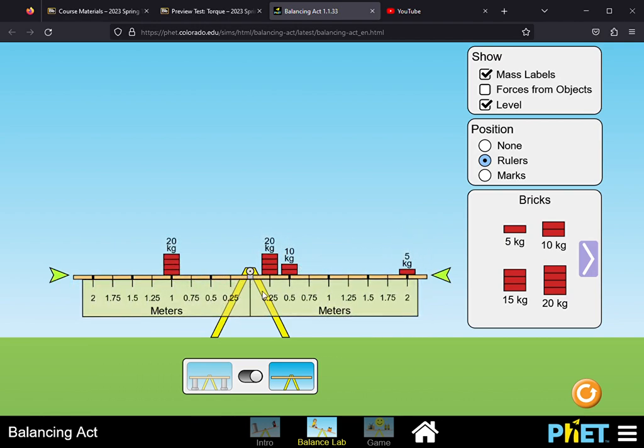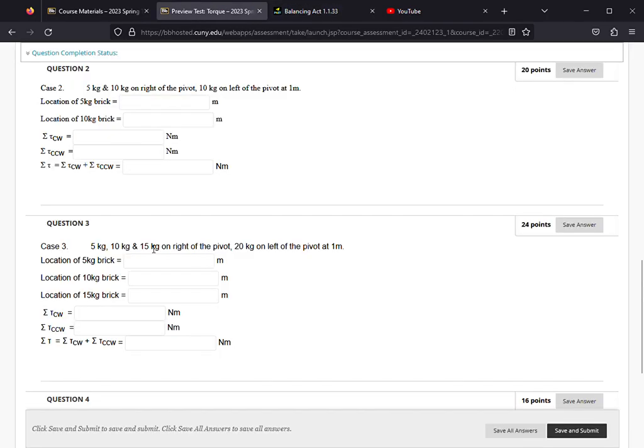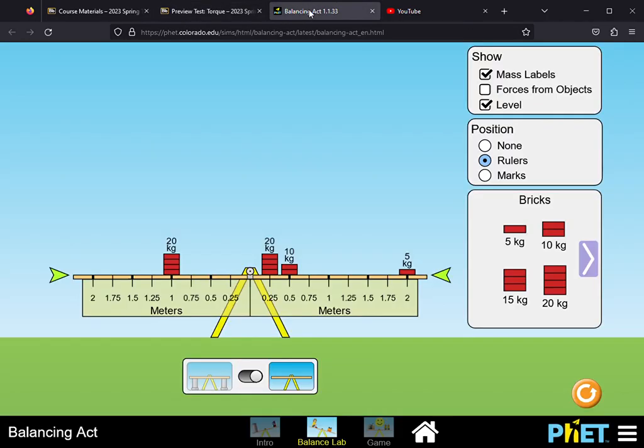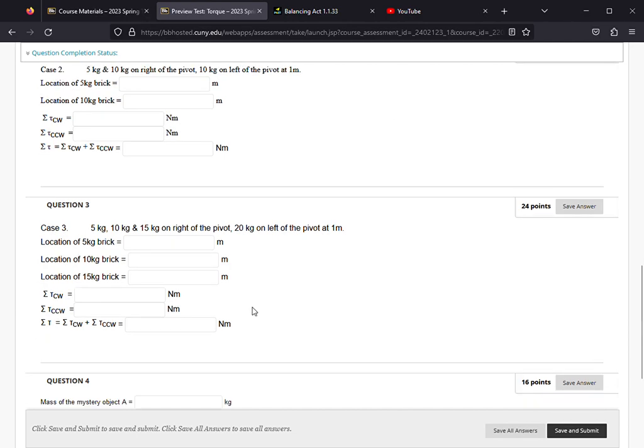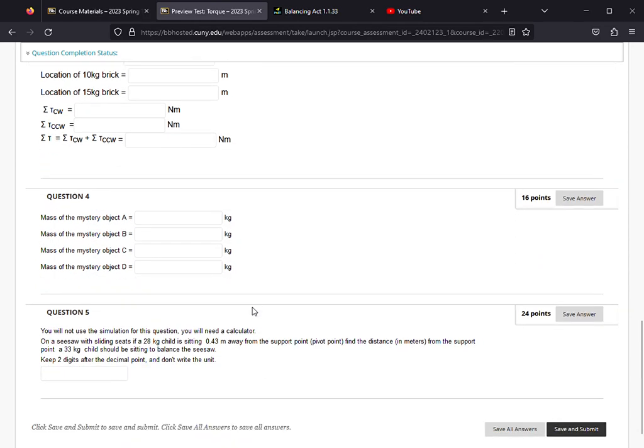All right, so then you will basically enter the location for 20. In my case, it's 20, 10, and 15. In your case, it's going to be 5, 10, and 15. And write their locations in the boxes you're given here, and then find out the total clockwise and counterclockwise torques and enter here. I hope this is going to be helpful for your experiment.